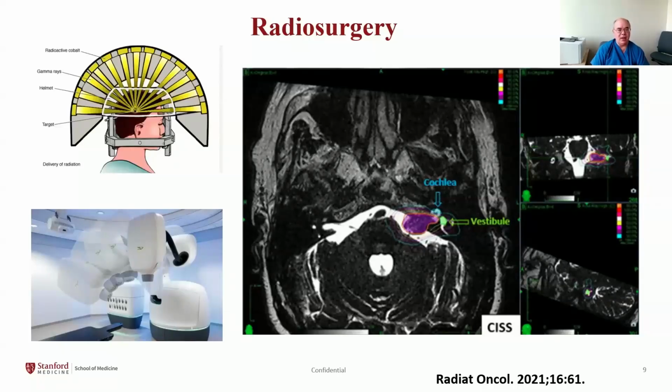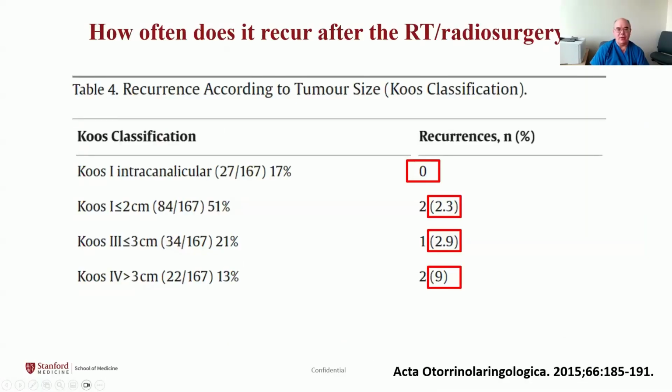On the left, there's a Gamma Knife system shown at the top, and then there's a CyberKnife system shown at the bottom. And over on the right side, you can see how we carefully outline the tumor on the scans. We also outline critical structures such as the cochlea, where the hearing nerves live, and then we plan our radiation accordingly.